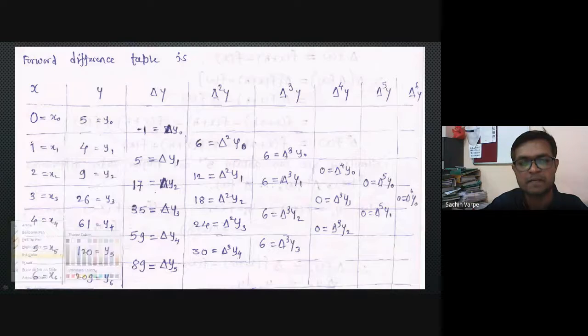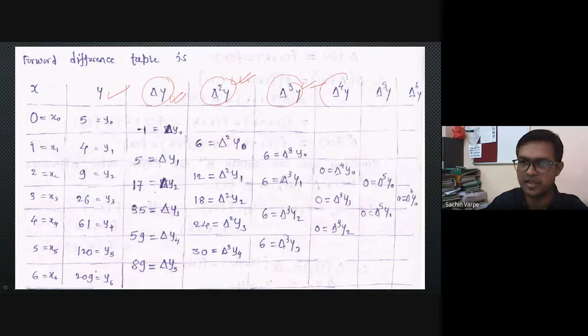देख लो एक बार. These are xi values, these are yi values, and these are first forward. This is second forward, second order. This is third order forward. This is fourth order forward. This is fifth order forward, and so on.